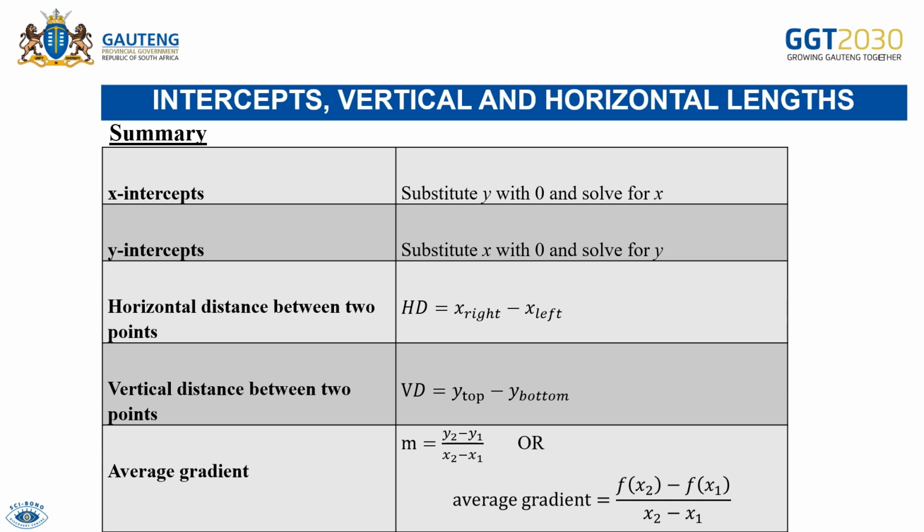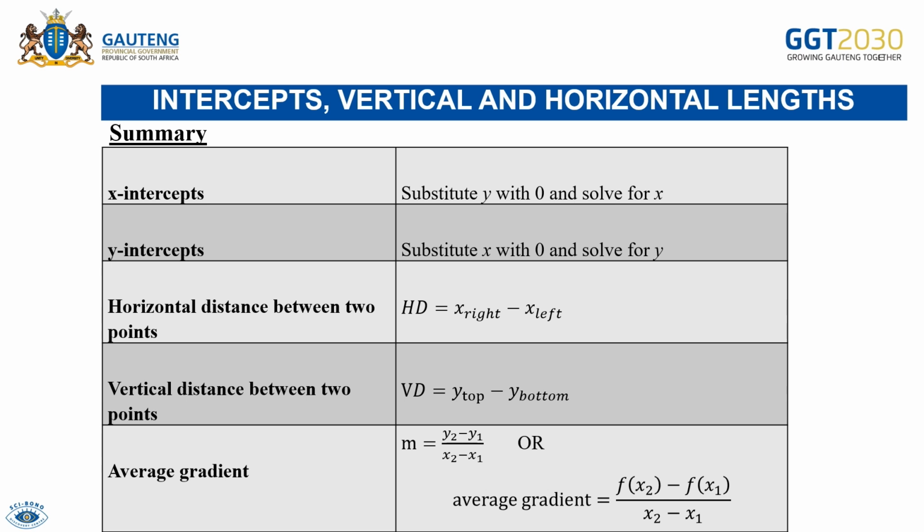Okay, let's move to the summary. So when we are finding the x-intercept, you need to substitute y with 0, then solve for x. So always when it's x-intercept, you need to let y be 0. And when it is y-intercept, then you need to substitute x with 0, then you solve for y.